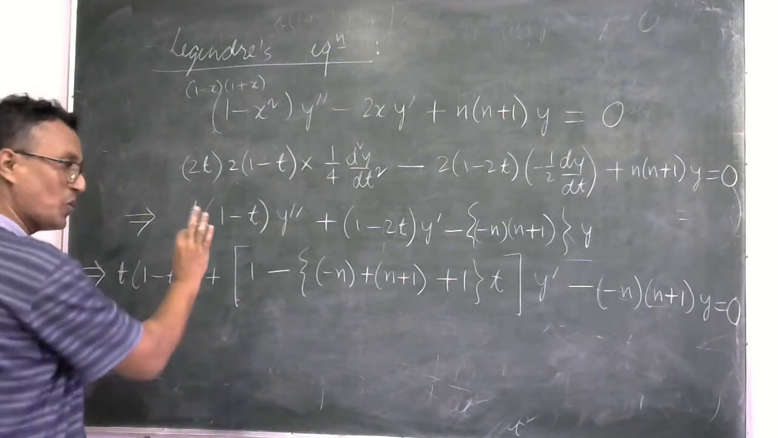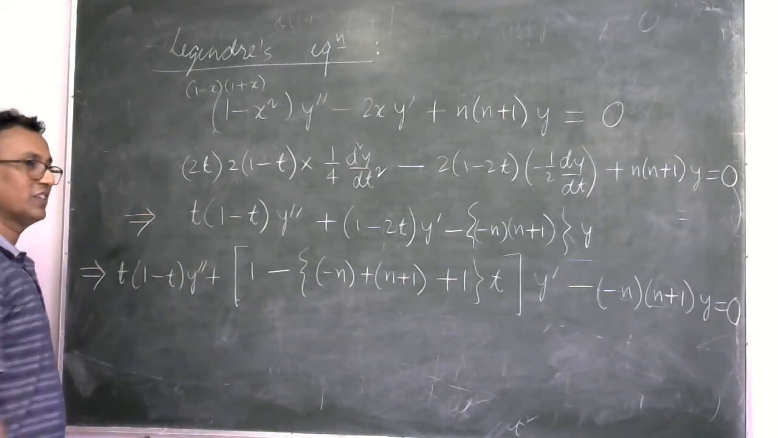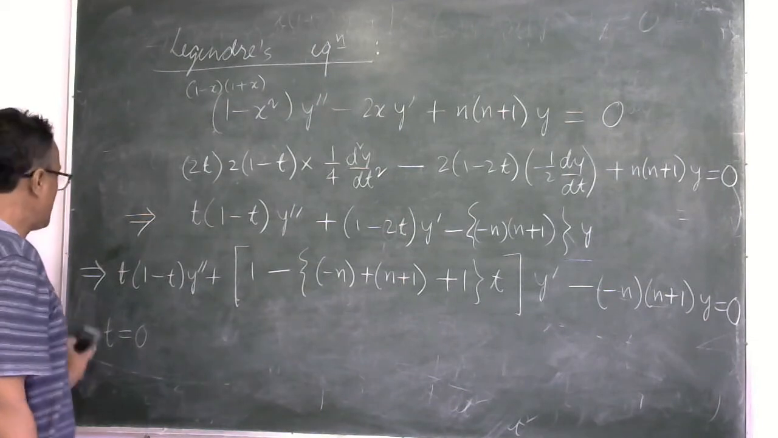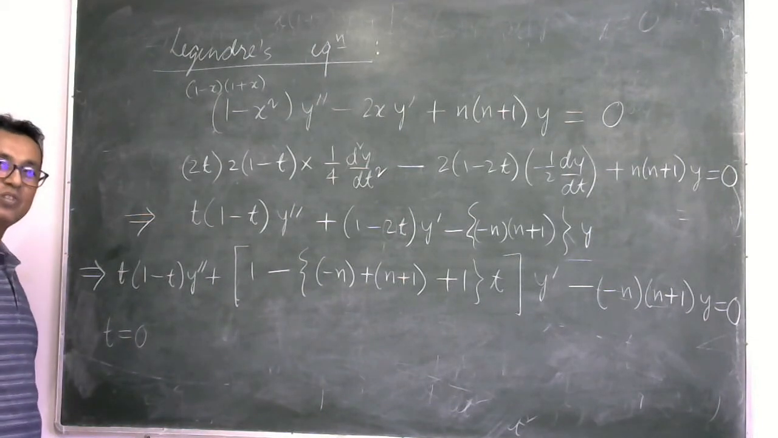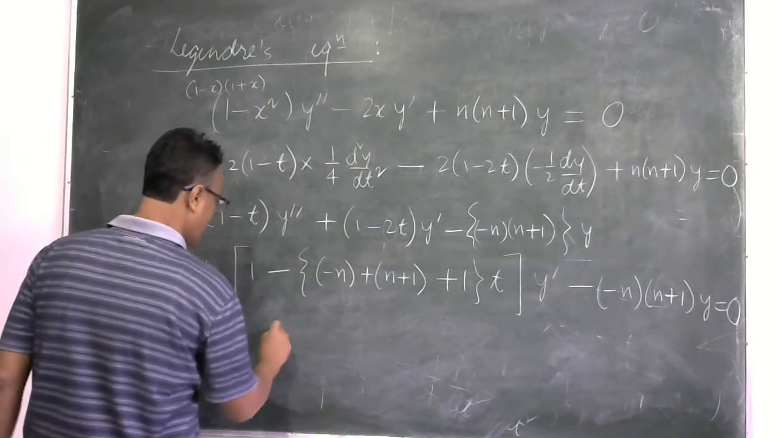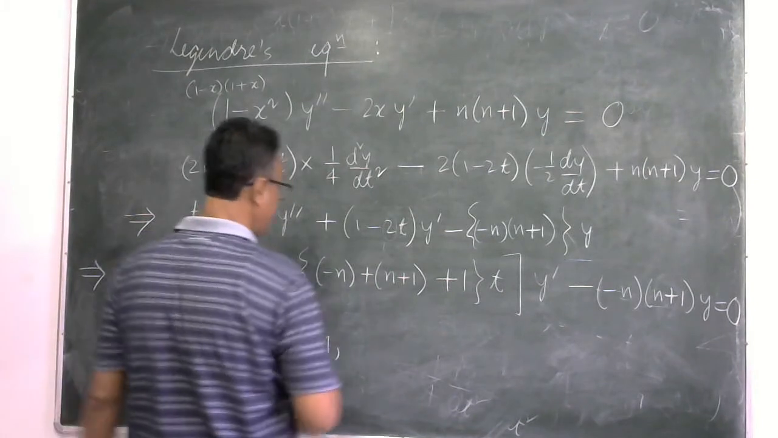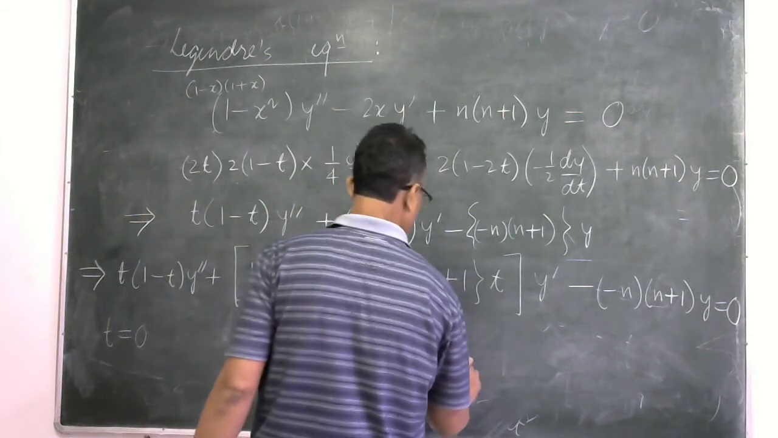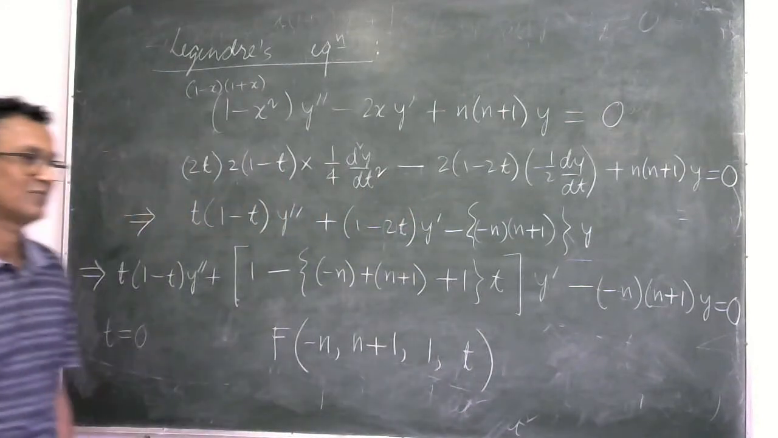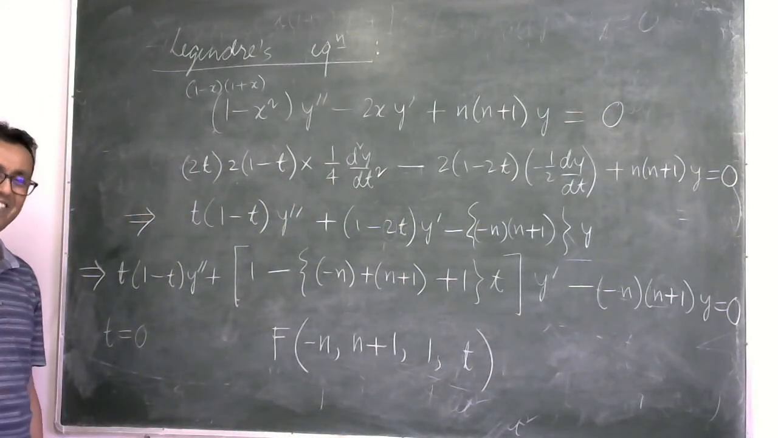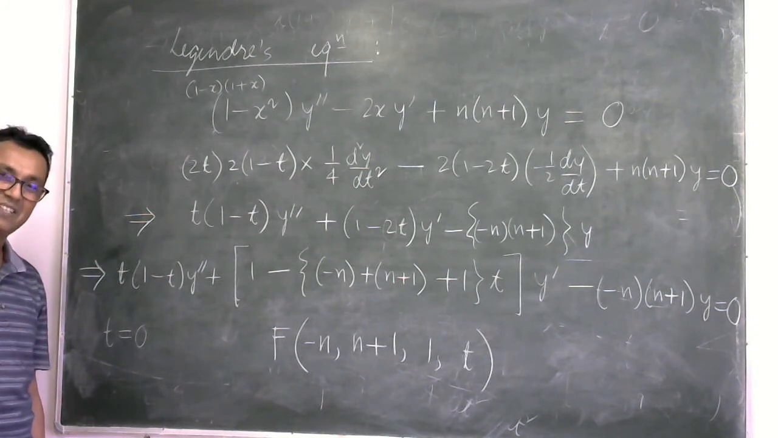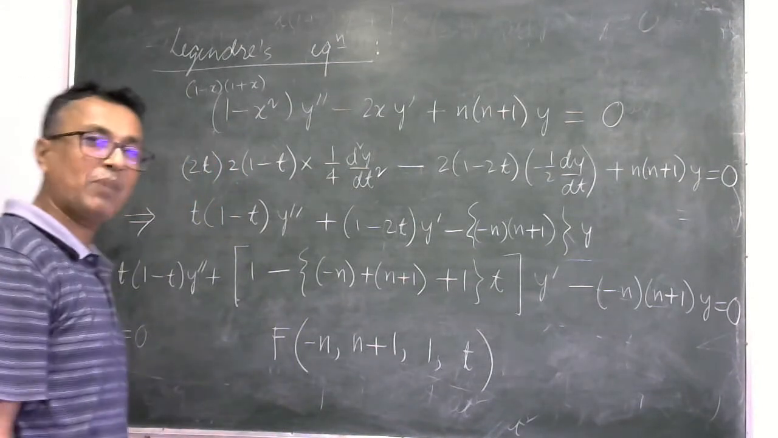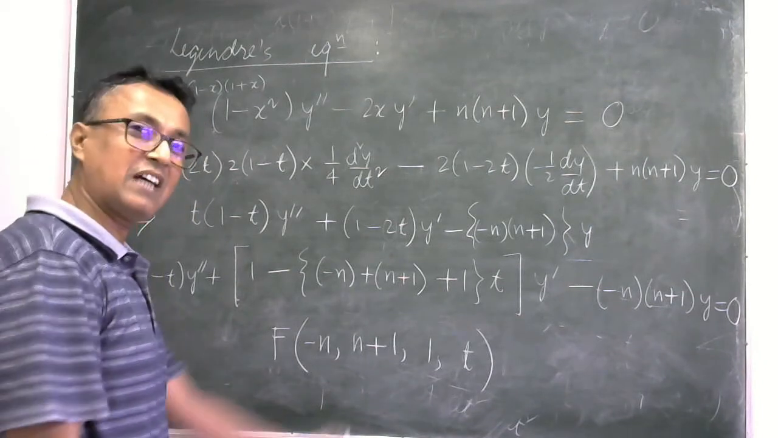Okay, fine. So the solution of this equation about the point t equal to 0 is what? F of minus n, n plus 1, 1 and t. Isn't it? Right? So now, of course, t is 1 minus x by 2. Fine? 1 minus x by 2. I have to simply substitute it there.